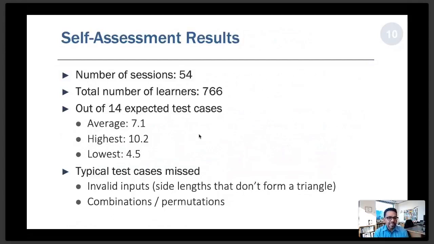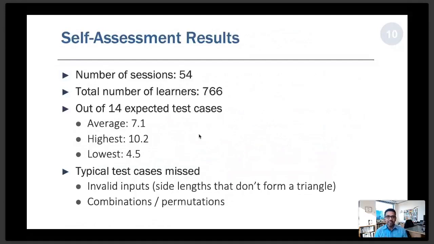So what are the typical test cases they will miss? Out of these 14 test cases, typically they will miss things like invalid inputs. In other words, all the negative test cases, which in this particular problem means invalid input. Also, side lengths that do not form a triangle. Oh, is that a thing? Yes. If the sum of 2 sides is less than or equal to the third, that will not form a triangle. In other words, you will not be able to close a triangle with those sides.